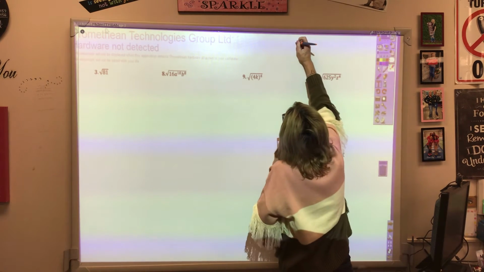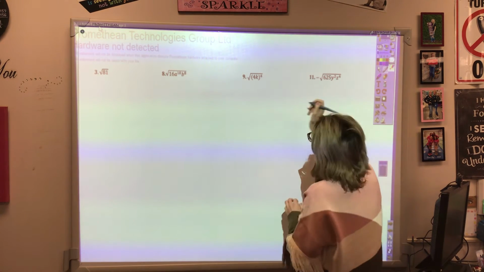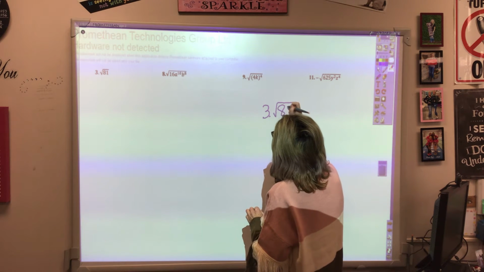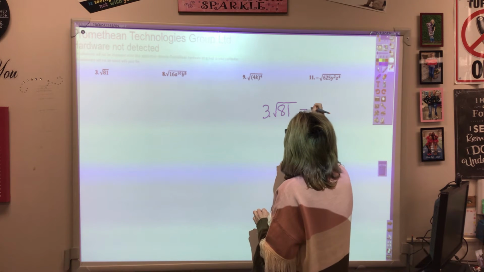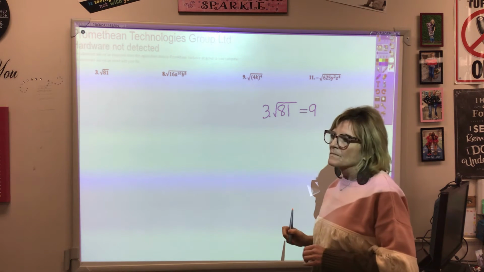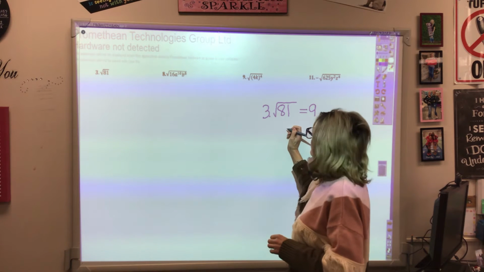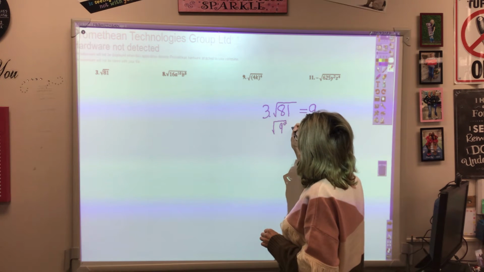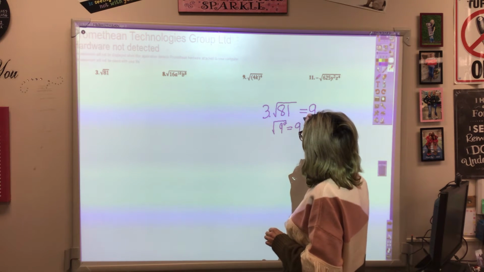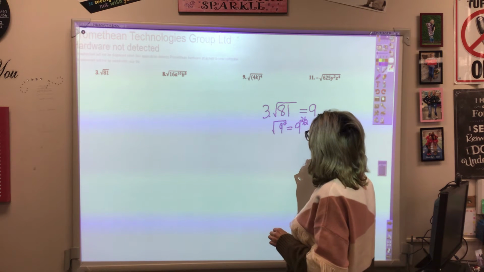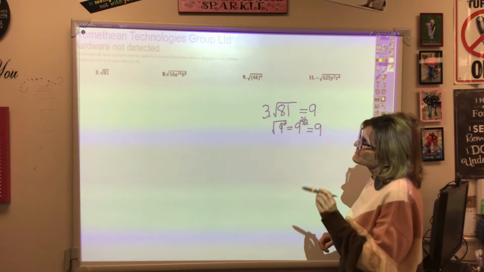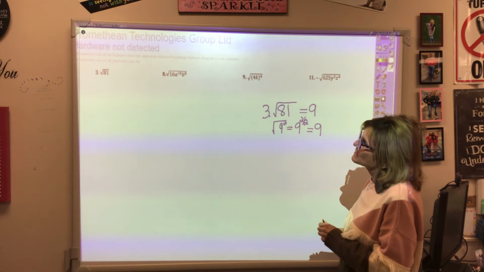Number 3. Not writing it up there. Let's just do it here. Number 3, we have the square root of 81. Well, hopefully you know that's just 9. If not, you might know that 81 is 9 squared. If you take the square root of that, that would be 9 squared divided by 2, which also gives you 9. So the answer to number 3, the square root of 81, would be 9.